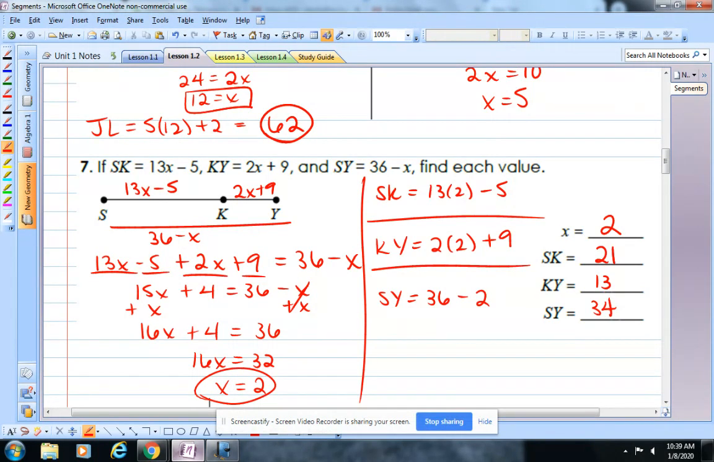So that problem seems like it took a long time, but it's really not any more difficult. You just had to find all your segments. Does that make sense? Any questions on that? All right, let's talk about a midpoint.